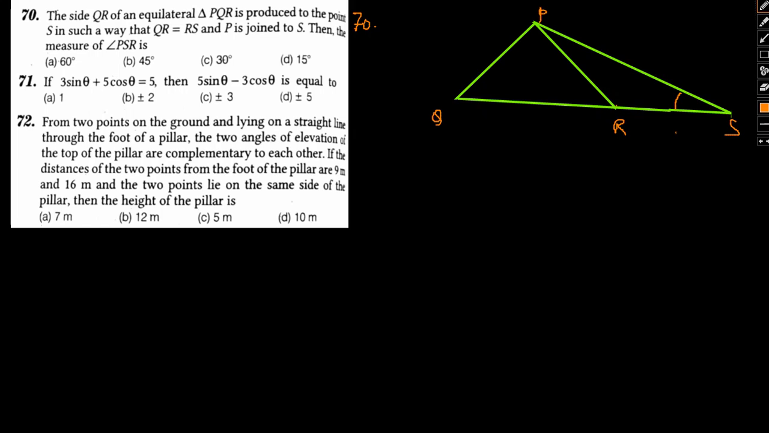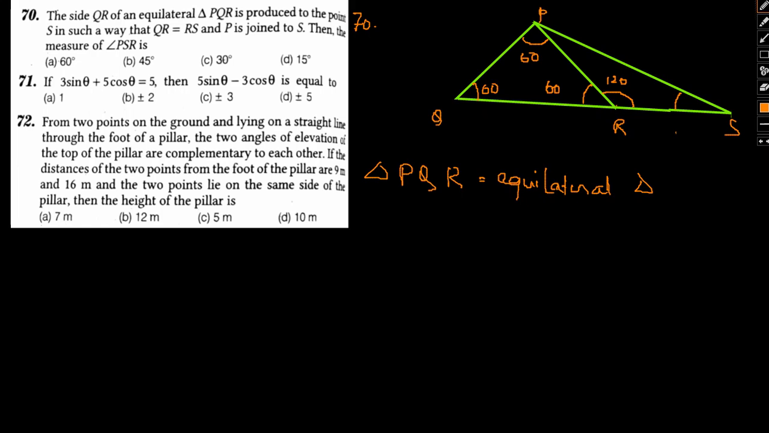Okay. So now we know triangle PQR is an equilateral triangle, right? Therefore, this angle is 60, this angle is 60, and this angle is 60. Okay. So now we can do one thing. We know this angle will be 120 because of linear pair, because angle PRQ and PRS are linear pairs.